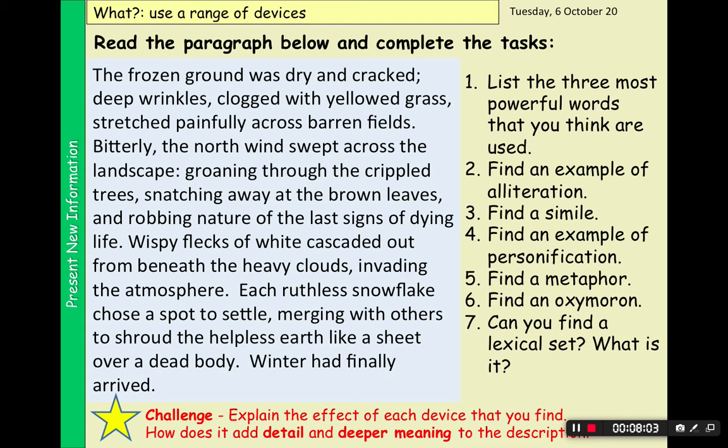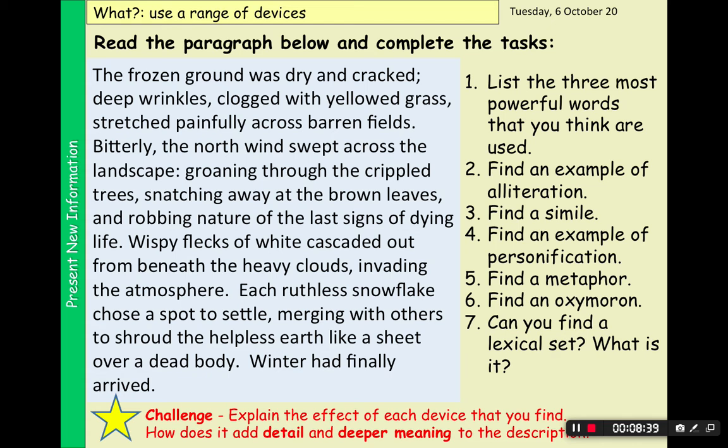And then an oxymoron. This is something smaller that you have to look closer to pick out. So I found one here with dying life. Life is supposed to be linked to being alive. However, this is dying life, which has a deeper meaning, because I think the writer is trying to show us that this landscape that maybe once was full of life in the spring and summer and even a bit in the autumn is slowly dying, and that's what winter does. It kind of pulls the life out of the earth and takes it away for a while, which is pretty depressing, actually.